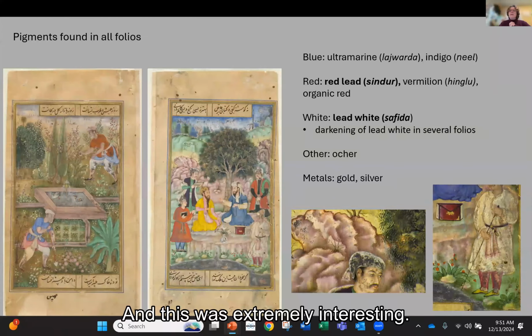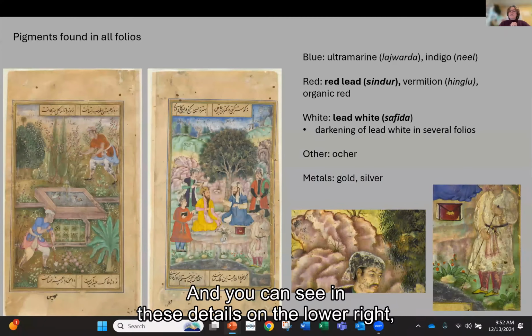Some pigments are common within all the folios. So blue, for example, we find ultramarine and indigo being used. All the folios contain a variety of reds. Red lead is always present as the more orangey color, vermilion and organic red as the darker reds. And the only white present is lead white.